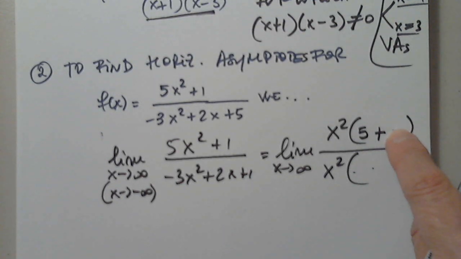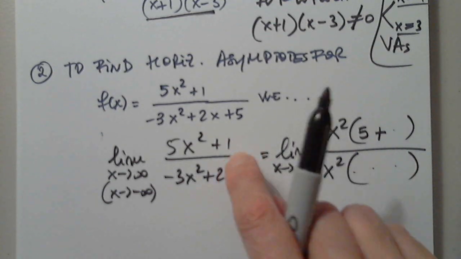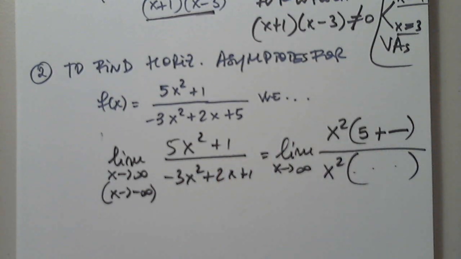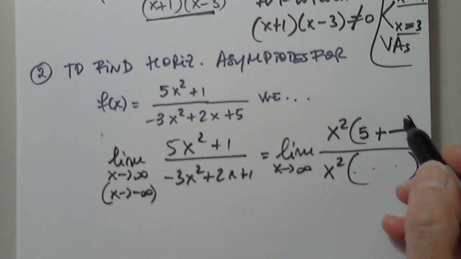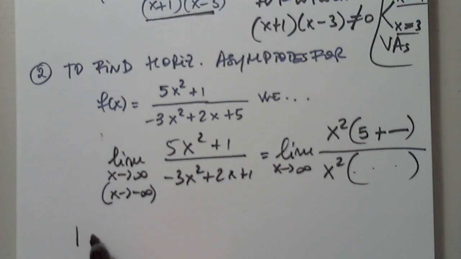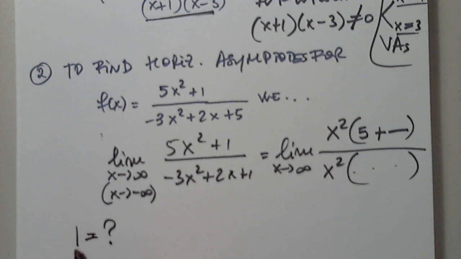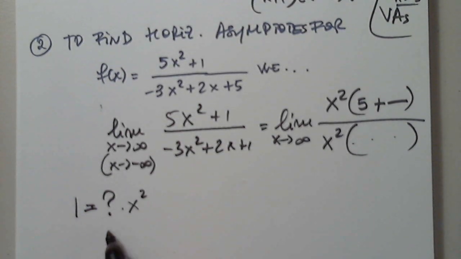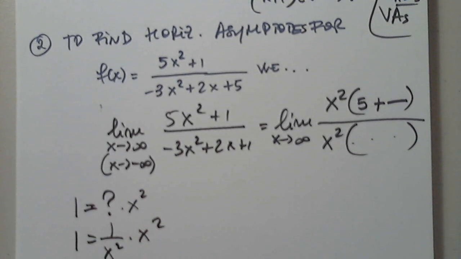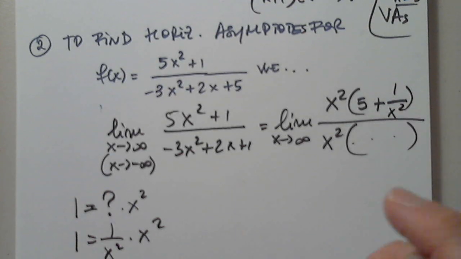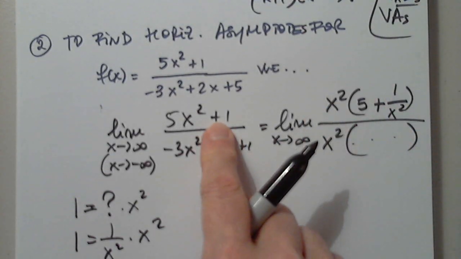So what should I put here times x squared to give us 1? It must be a fraction. There is no other way. So 1 multiplied by something equals 1, something that we determine times x squared. So this piece has to be 1 over x squared, because only 1 over x squared times x squared will give us 1. So we have 1 over x squared.